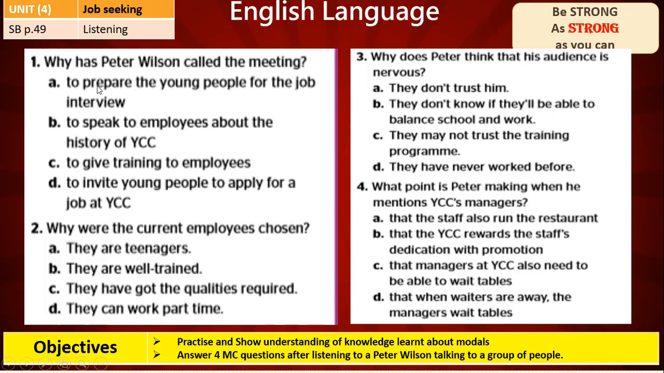Just try to read the questions 1 to 4 in your student's book before listening to Peter. Ready? Listening. B. Listen to Peter Wilson, an employee trainer at Yum Cha Chicken Restaurants, talking to a group of people. For questions 1 to 4, choose the best answer, A, B, C, or D.